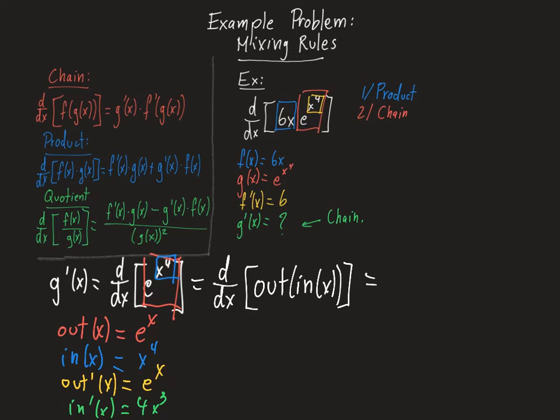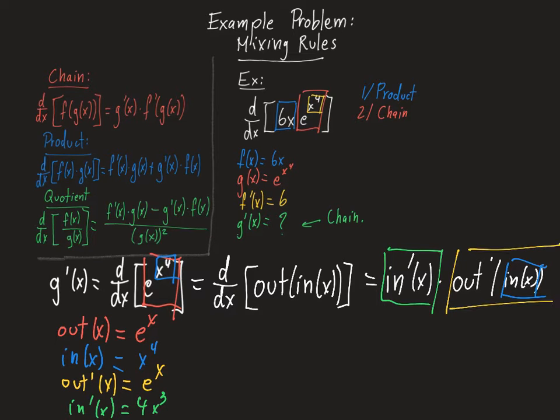And chain rule tells us that this is going to be equal to in prime of x times out prime of in of x. Again, I've just replaced the f's and g's with in and out because I do not want to confuse you guys with what I've called f and g just above here. Once again, I'm going to color code this so that you guys can see what I'm plugging in where. We see that in prime is in green. We see that in is in blue. And we see that out prime is what I have in yellow.